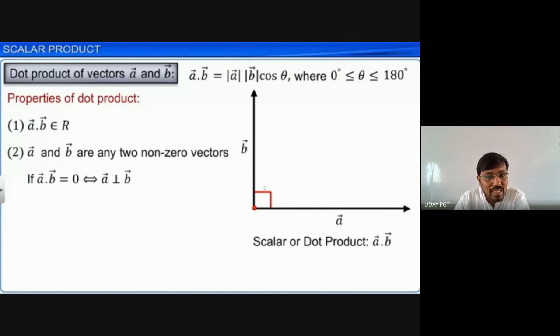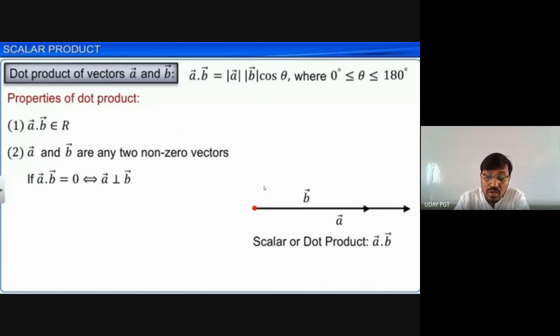If the two vectors are perpendicular to each other, the angle between them is 90 degrees. When it is 90 degrees, cos 90 degrees is equal to 0. Therefore, the dot product of the two vectors becomes 0. So if two vectors are perpendicular, their dot product equals 0. This is one property of the dot product of two vectors.